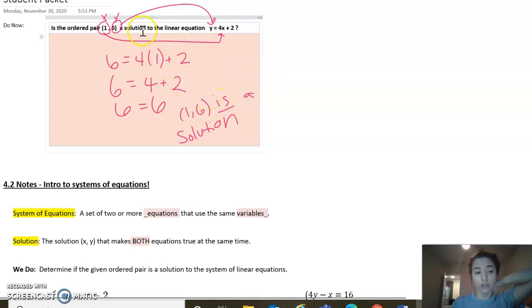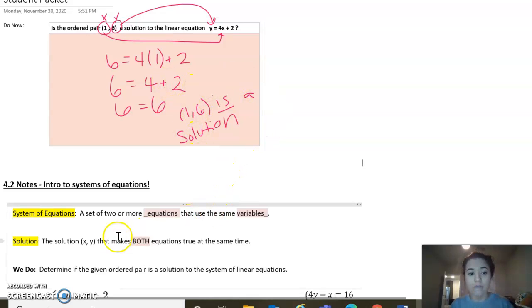Yesterday, the solution is the point that made this true. This gave us 6 equals 6. This is a true statement. That was a solution. For a system of equations, the solution, the point x, y, has to make both equations true in order to be a solution. So a system of equations are 2 equations that work together. The solution is the point that is true for both of them.